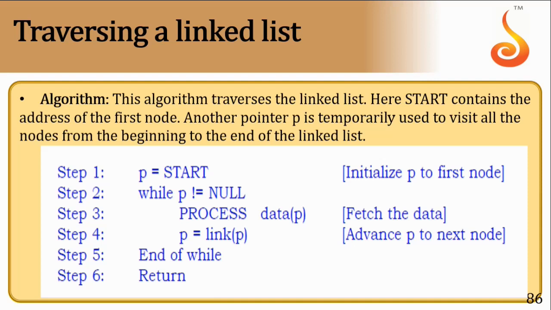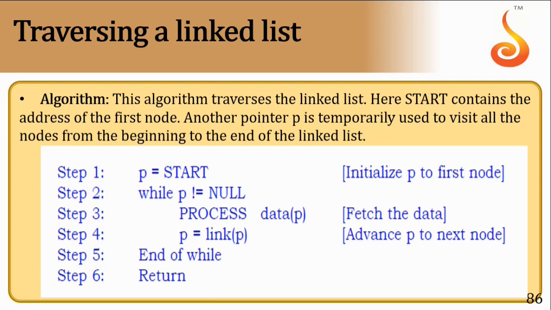Please make a note of the statement. What are you going to do? First I need to start from the first node. Start contains the address of the first node, and P is also a pointer of the same type. What I will do is P is equal to start. So automatically P would be pointing to the first node. While P is not equal to null, because P will be null only when it reaches the last node, since the link part of that would be pointing to null.